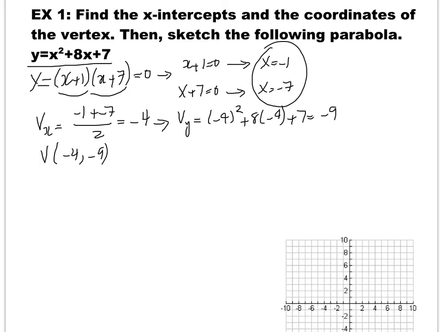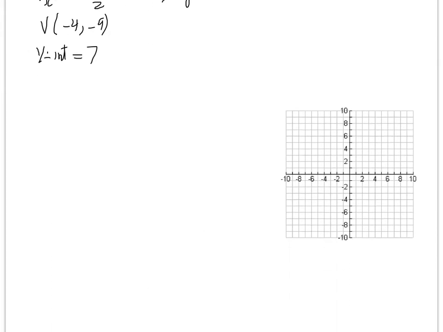I'm going to find the y-intercept too. The y-intercept is the constant, which is 7, when x is equal to 0. Now I'm going to use these points to plot the graph. The vertex is negative 4 and negative 9. So negative 4 is x, negative 9 is y.